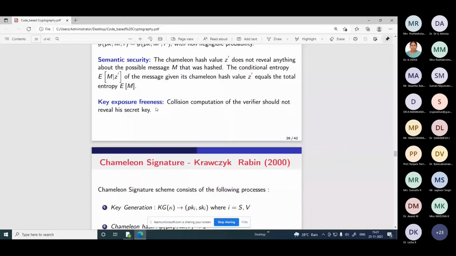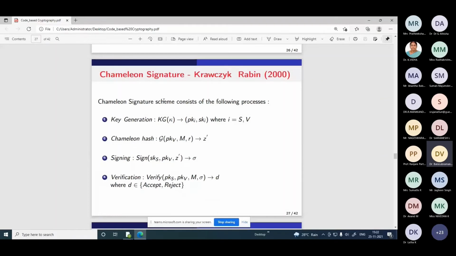And the key exposure freeness. That scheme should not reveal the secret key. The original chameleon signature was proposed by Krawczyk and Rabin using number theory concepts, especially the discrete log problem.